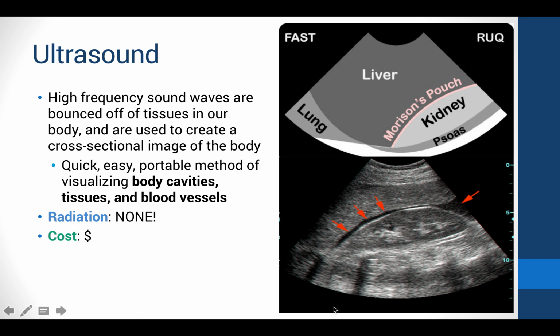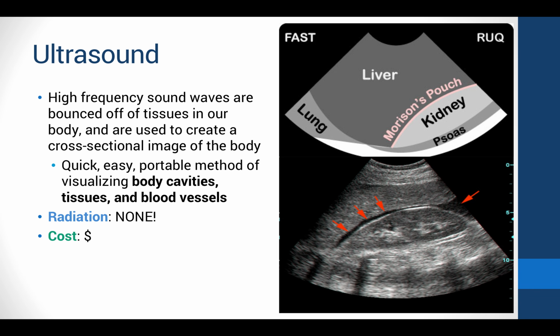Now, the next imaging modality is ultrasound. There's a lot of cool physics behind ultrasound, but I'm not going to go into a whole lot. Basically, the idea is we take high-frequency sound waves and bounce them off of our tissues, and the way that they echo back to our ultrasound probe is the way that we create a relative assessment of density of that tissue. And so basically we use these sound waves to create a cross-sectional image of a specific part of the body.